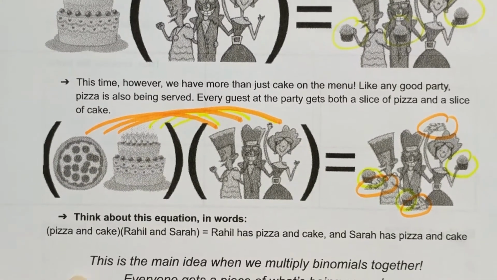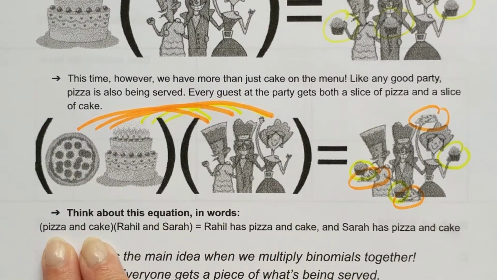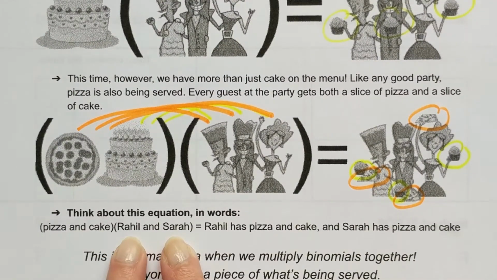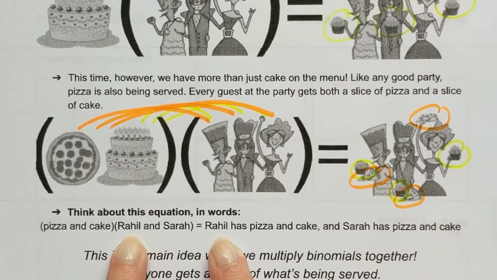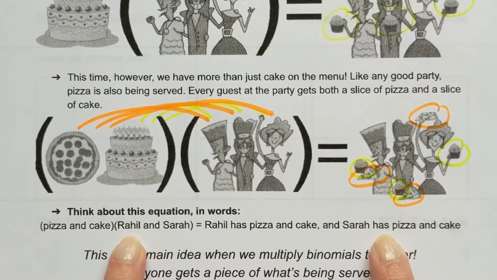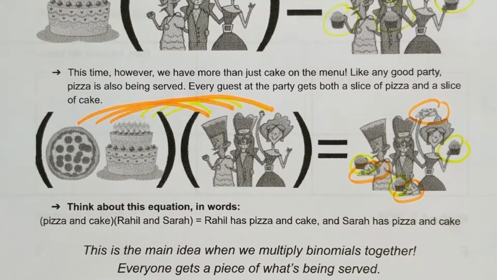If we want to think about this equation in words, let's talk about pizza and cake. If I have pizza and cake, and I would like to give it to Raheel and Sarah, well, that means that Raheel has pizza and cake, and Sarah has pizza and cake. This is the main idea when we multiply binomials together. Everybody gets a piece of what's being served.